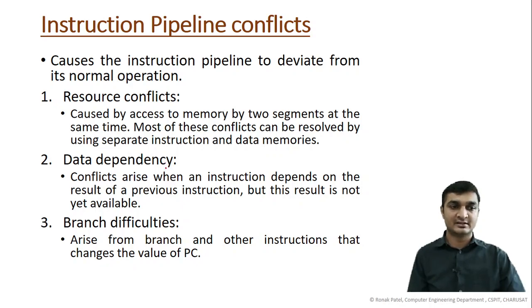Data dependency. A conflict arises when an instruction depends on the result of a previous instruction, but this result is not yet available. So one instruction is waiting for the output from the previous instruction, right? As the output is not available, that instruction cannot process. That is called a data dependency, right? We will see how to solve this data dependency in the next videos.